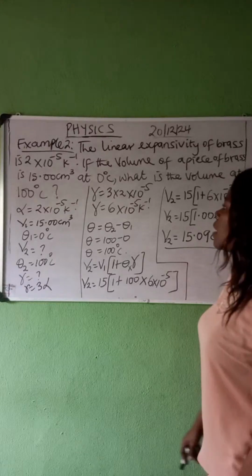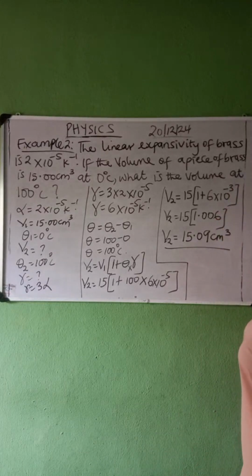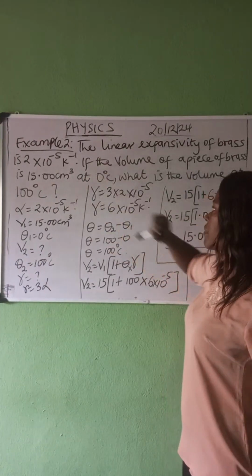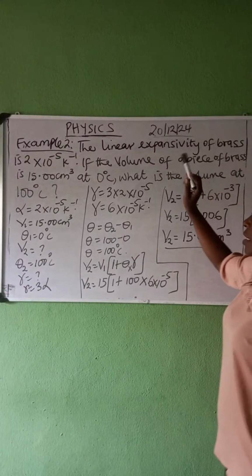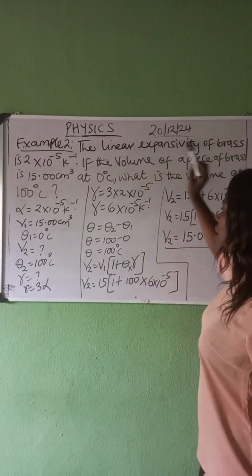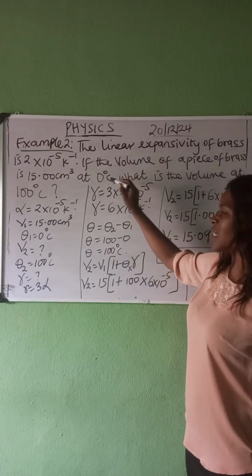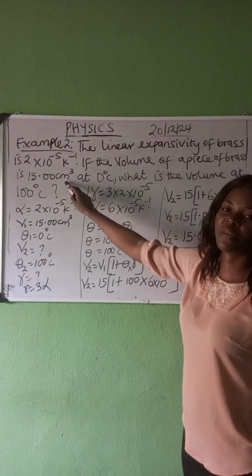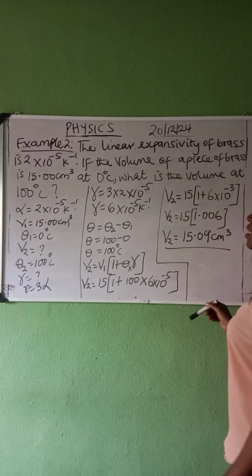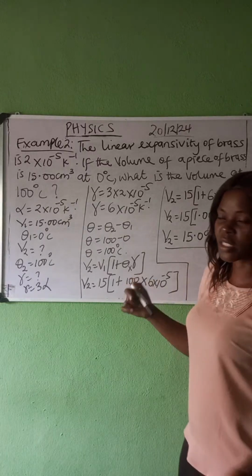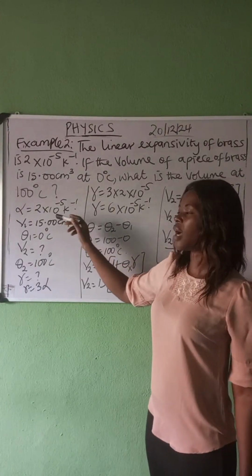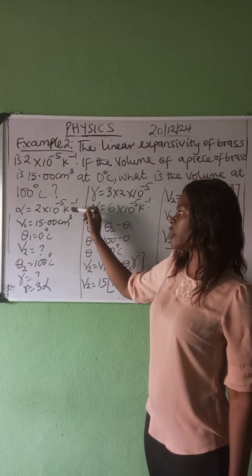All right. Now, when you're looking at the linear expansivity of brass, with the question, it is given as 2 times 10 raised to the minus 5 per Kelvin. If the volume of a piece of brass is 15.00 centimeter cube at 0 degrees Celsius. When you say at 0 degrees Celsius, this brass has not been heated, so this becomes the original volume. What is the volume at 100 degrees Celsius? That means at 100 degrees Celsius, temperature has been increased, so you're looking for the new volume. So the first step is to state the parameters given, which is alpha is equal to 2 times 10 raised to the minus 5 per Kelvin.